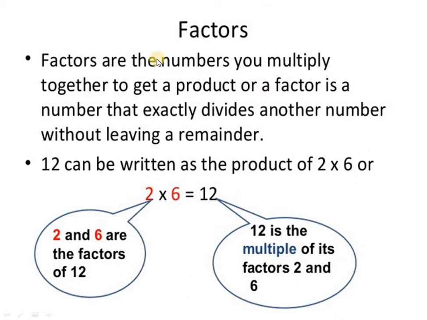So factors. Factors are the numbers you multiply together to get a product. Or a factor is a number that exactly divides another number without leaving a remainder. 12 can be written as the product of 2 multiplied by 6, or we can also show it like that, 2 multiplied by 6. So 2 times 6 is equal to 12. 2 and 6 are the factors of 12 and 12 is a multiple of its factors 2 and 6.